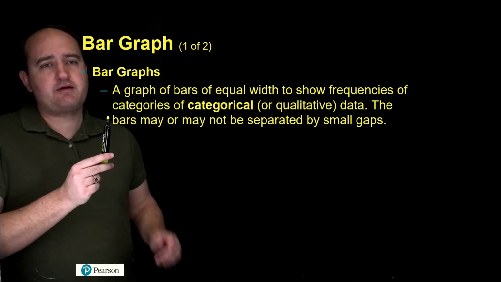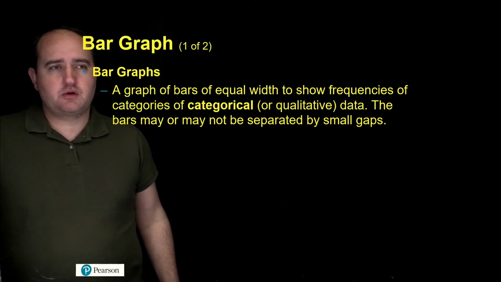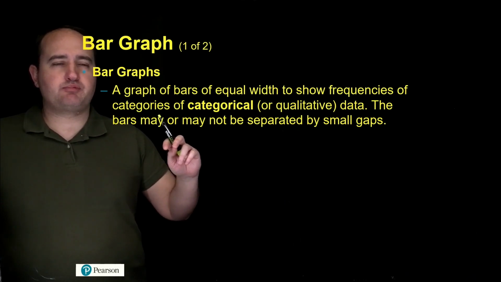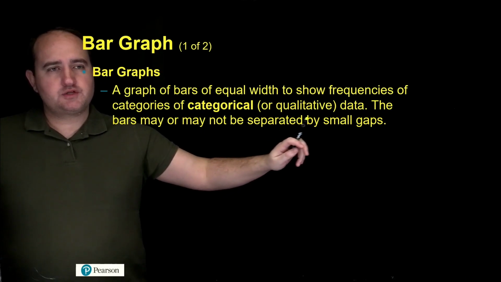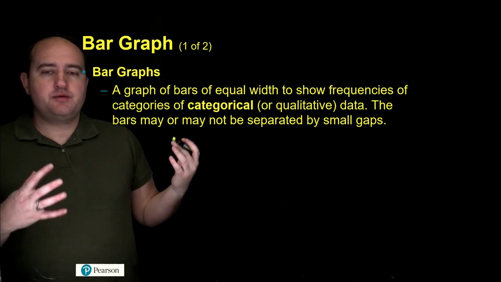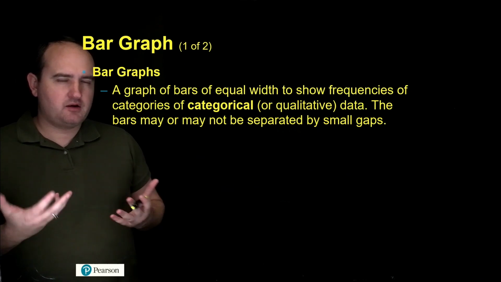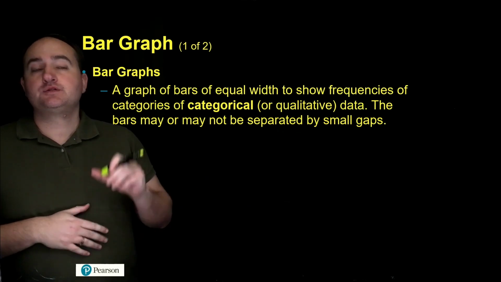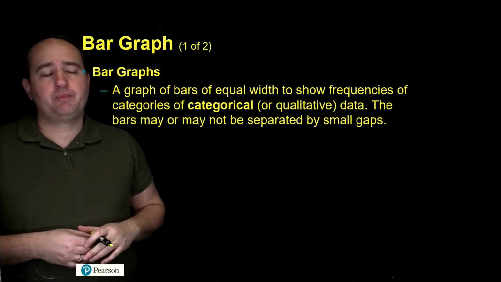Remember that a bar graph is going to have bars of equal width, just like a histogram, but what's important is that the horizontal axis has to represent categories of categorical data. Categorical or qualitative data means that the data is not numbers that measure or count something. Instead, it's actually going to be categories or labels for our horizontal axis. So that's one of the primary ways you know it's a bar graph and not a histogram.